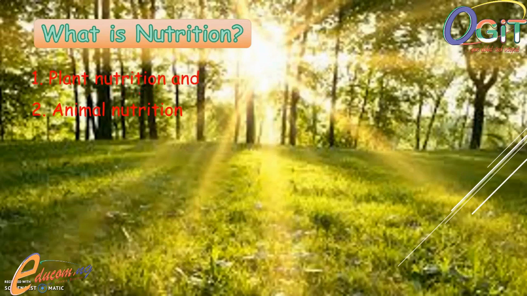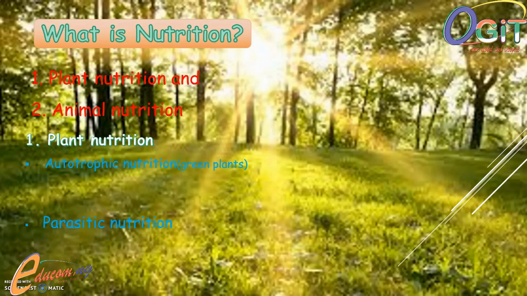Nutrition is of two types. We have the plant nutrition and animal nutrition. For the plant nutrition, it is the process through which plants are able to acquire their own energy and material for their own use. And it's of two types. We have the autotrophic nutrition and the parasitic nutrition.